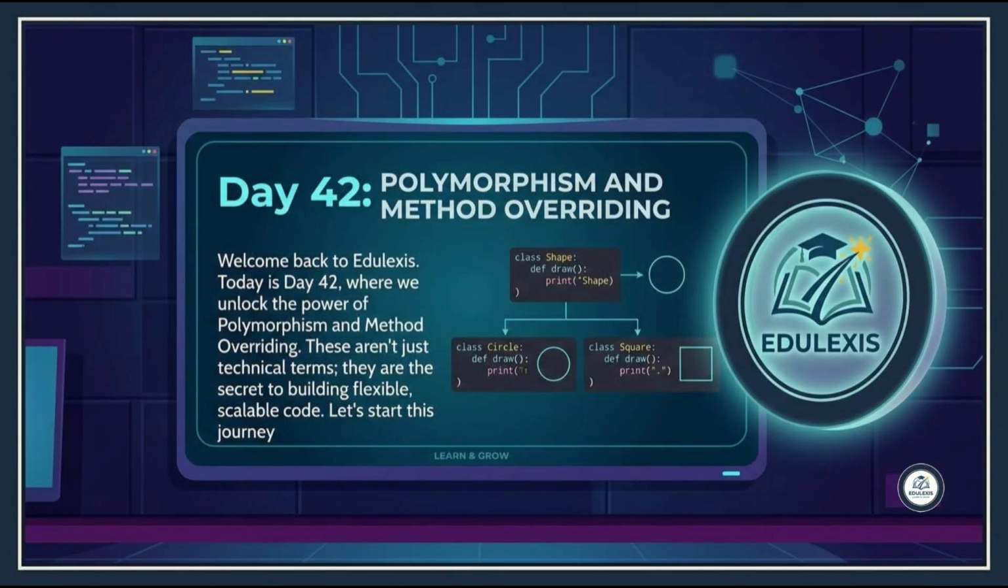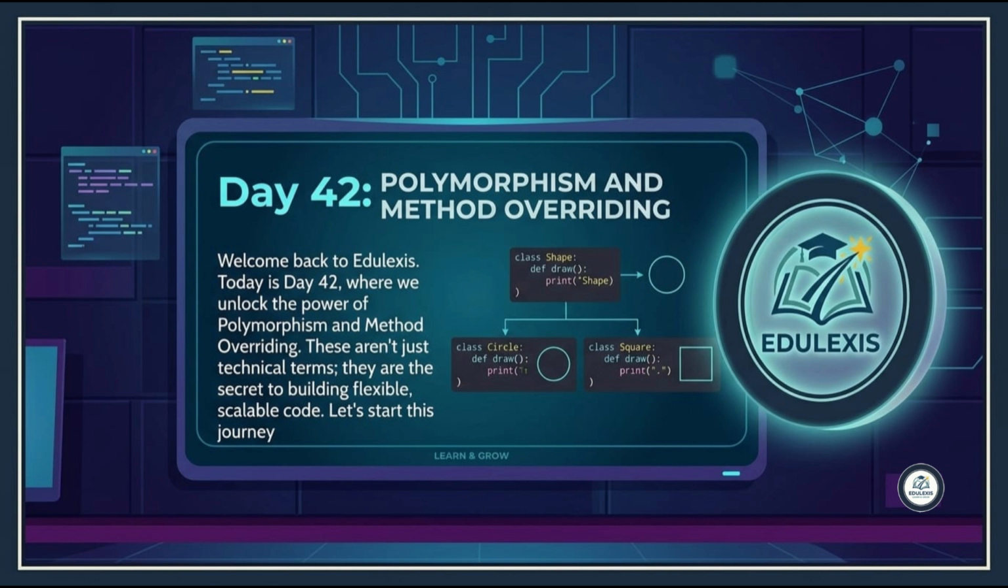Welcome back to Edulexis. Today is day 42, where we unlock the power of polymorphism and method overriding. These aren't just technical terms, they are the secret to building flexible, scalable code.